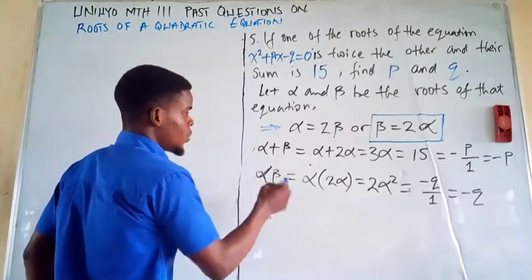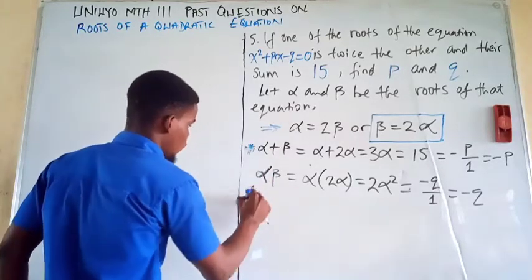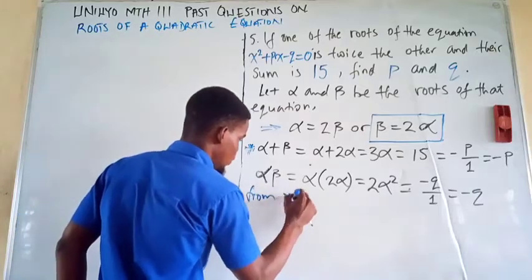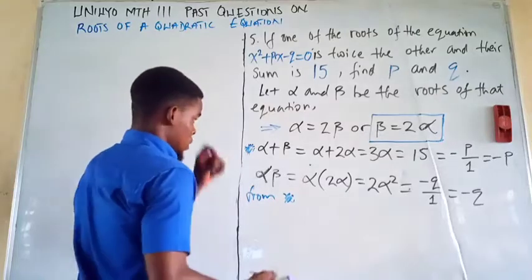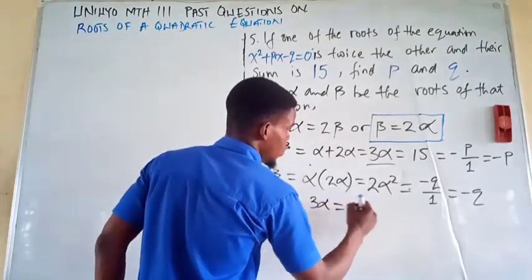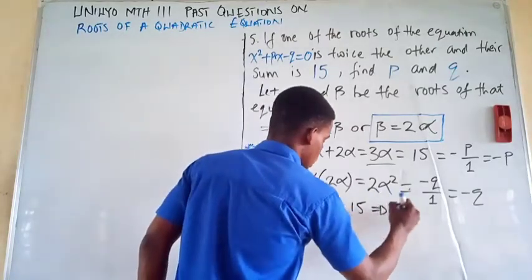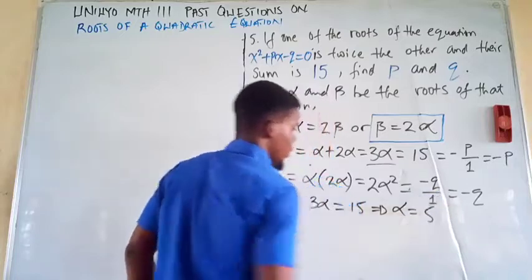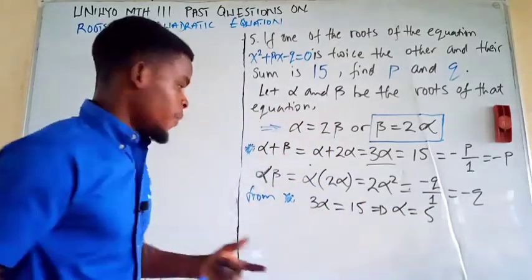So let me put it down with the blue ink. From that blue ink right here, we have it that 3 alpha is equal to 15, which means that alpha is 5, right? So since we have that 3 alpha is 15, it means that alpha is equal to 5.